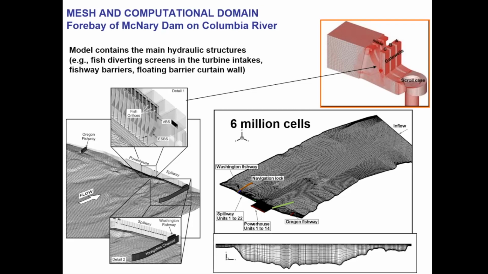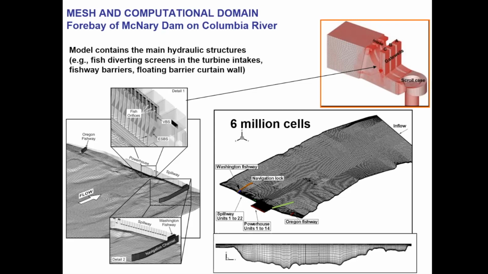The other question the Corps is asking is, with this barrier in place still, how they should operate the powerhouse units and the spillways in such a way that they will minimize the detrimental effect on the fish. They provided us with all sorts of scenarios in terms of operating the dam, in terms of the placement, the angle, the length, the height of this barrier, and they asked us to identify what will be the best solution.